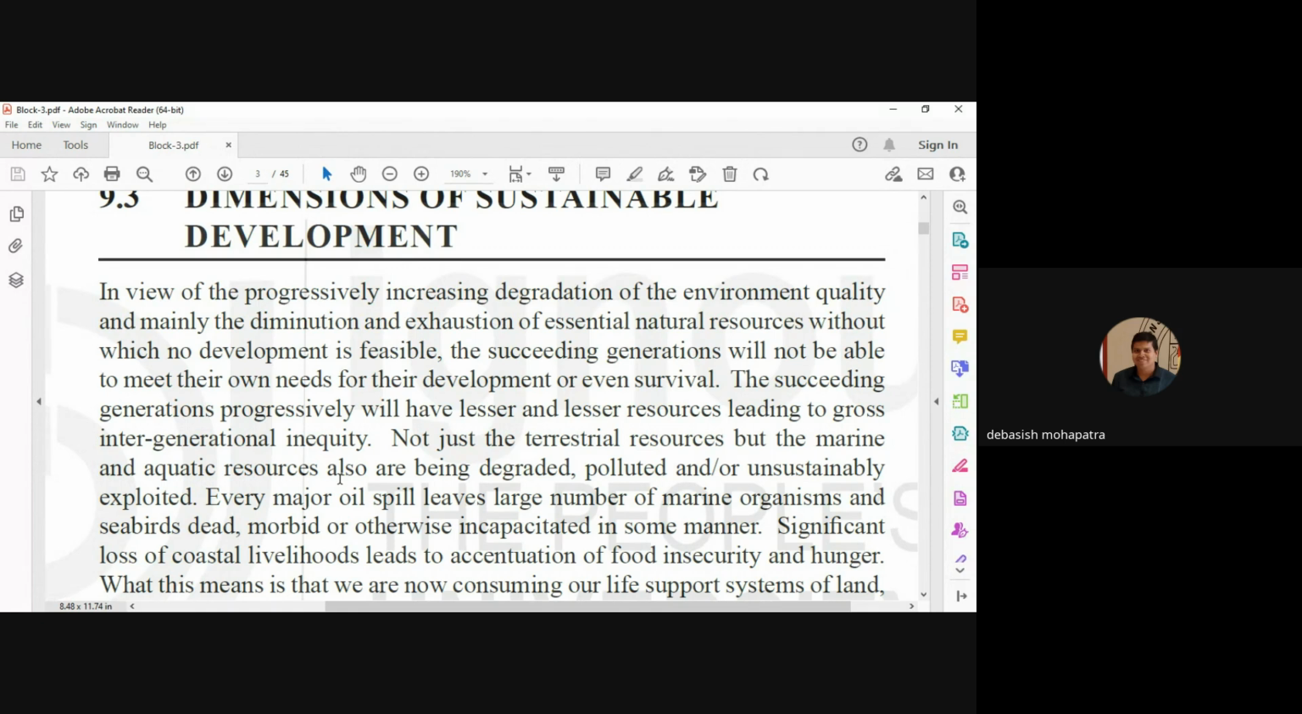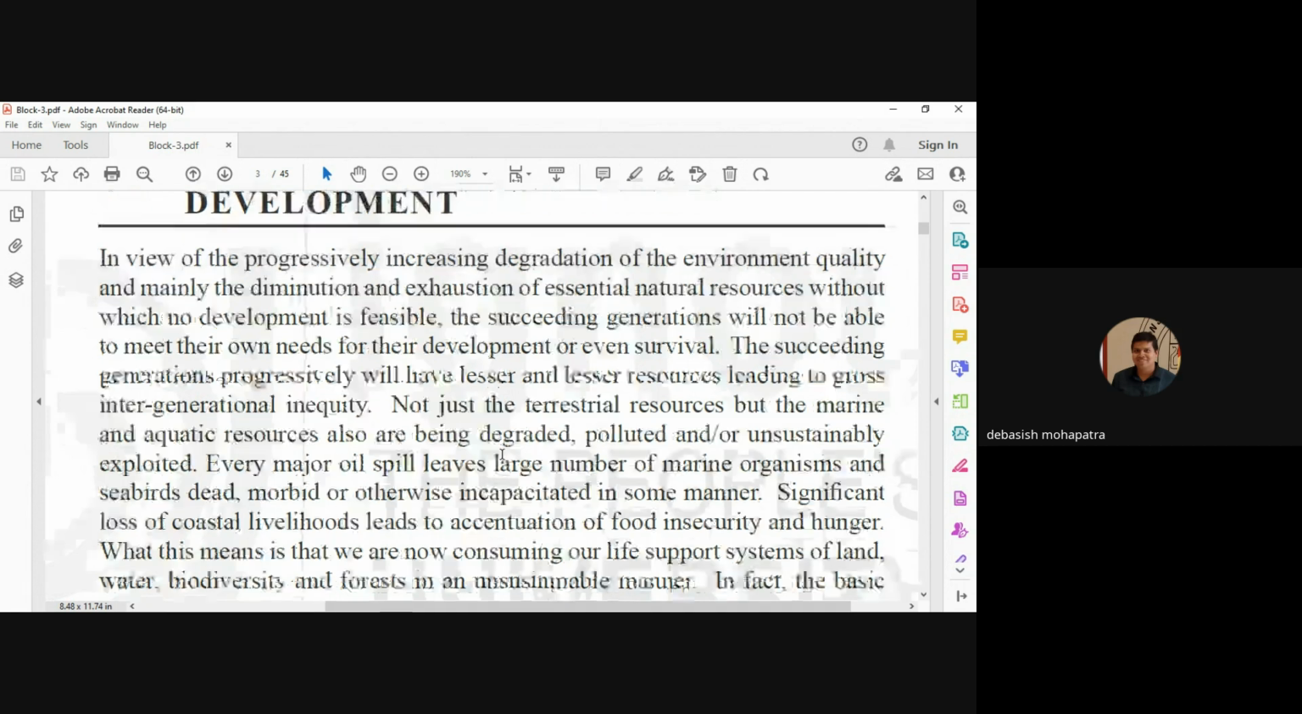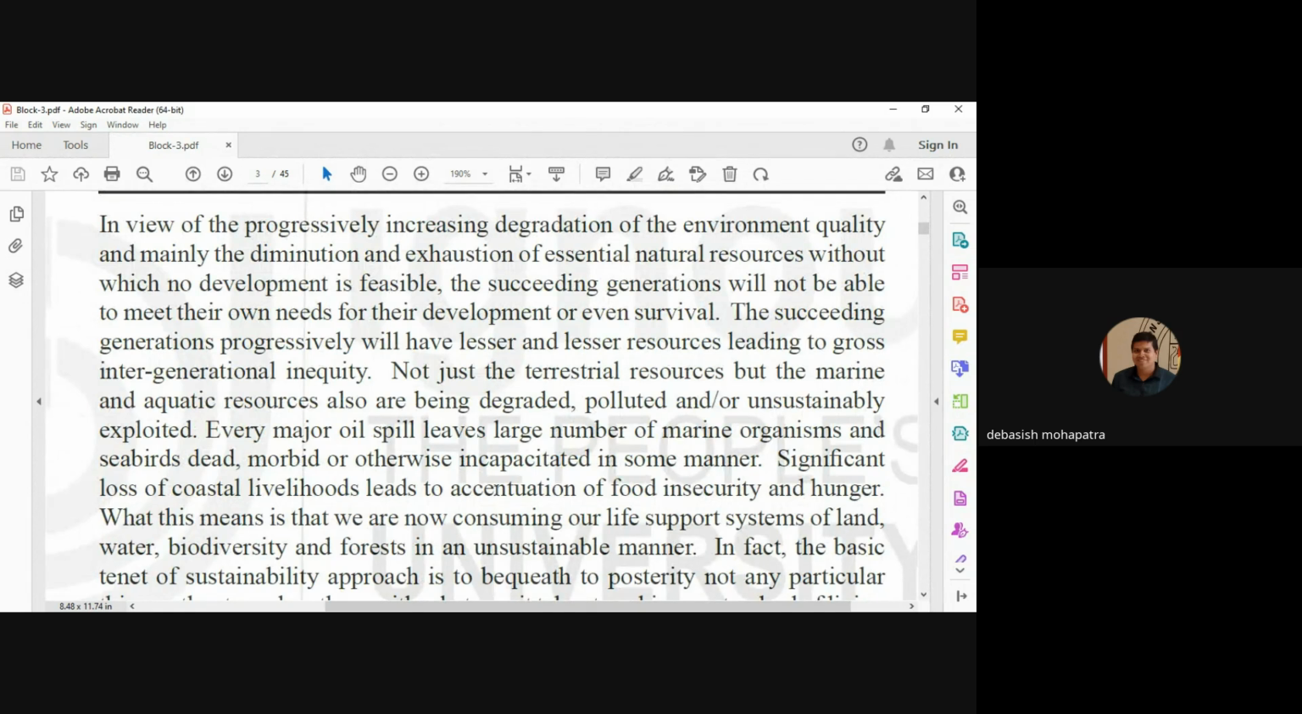Not just the terrestrial resources, but the marine and aquatic resources also are being degraded, polluted, or unsustainably exploited. Every major oil spill leaves a large number of marine organisms and seabirds dead, or otherwise captive in some manner. There is significant loss of coastal livelihood, leading to accumulation of food insecurity and hunger.